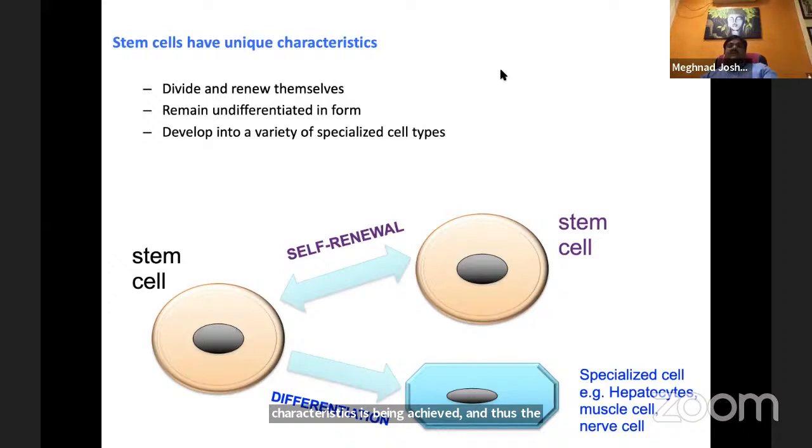Wherever the stem cell is dividing, depending upon the niche, it has the potential to differentiate or become a specialized cell.